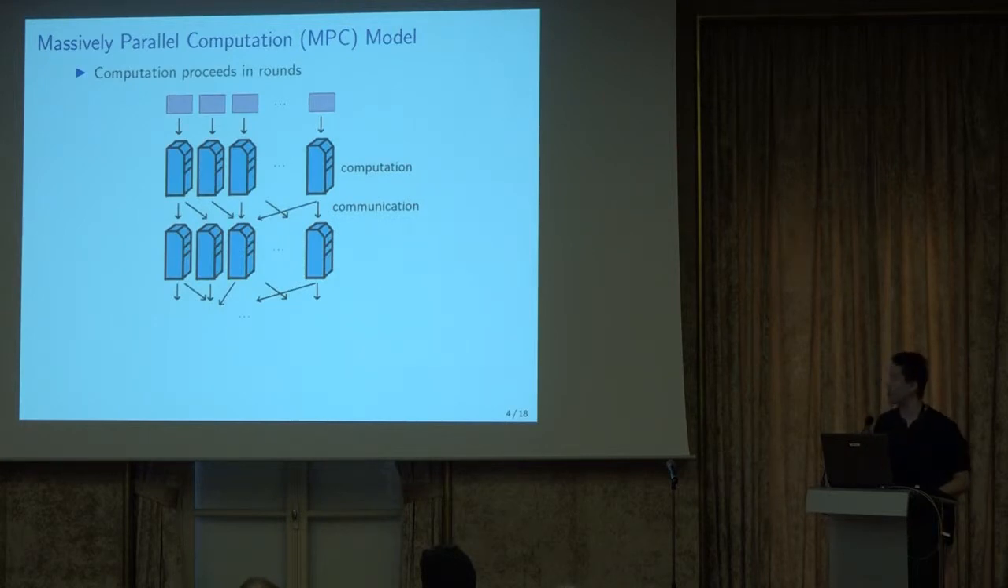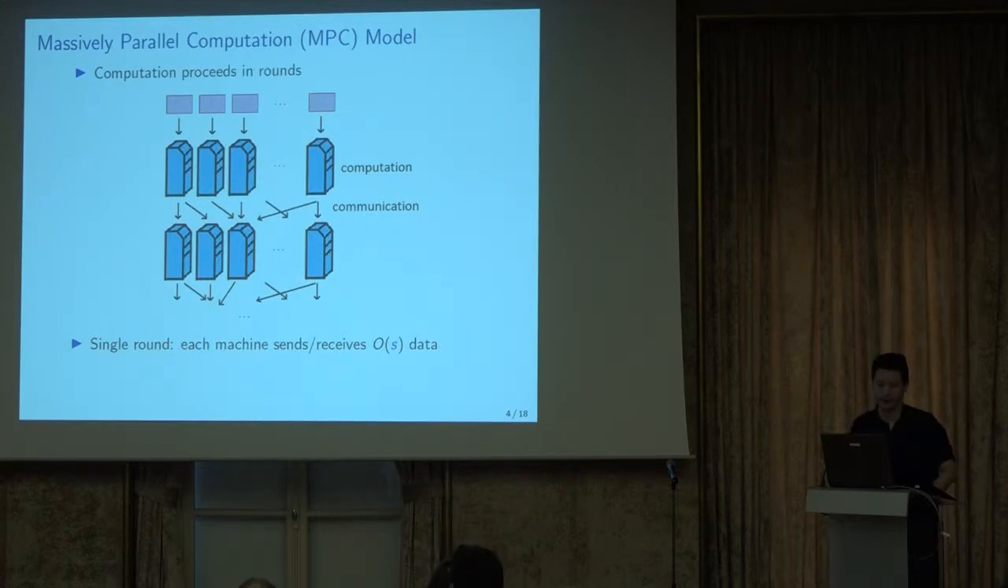In this model, the computation proceeds in rounds. So at the beginning, each machine just holds a part of the input data in its local memory, and in a single round, each machine can do some local computation based on the data stored in its local memory. And at the end of this round, they can communicate to arbitrary machines. However, there's a restriction. Each machine in a single round can only send or receive data of size at most S. This is because each machine just has local memory size at most S, so it cannot send or receive more data. Otherwise, it cannot fit into the local memory.